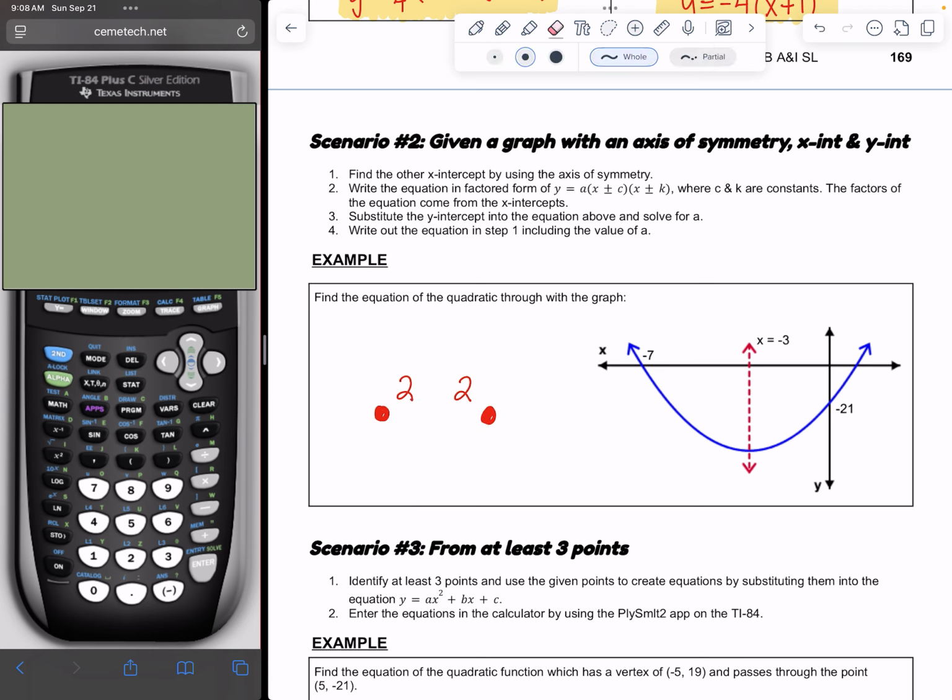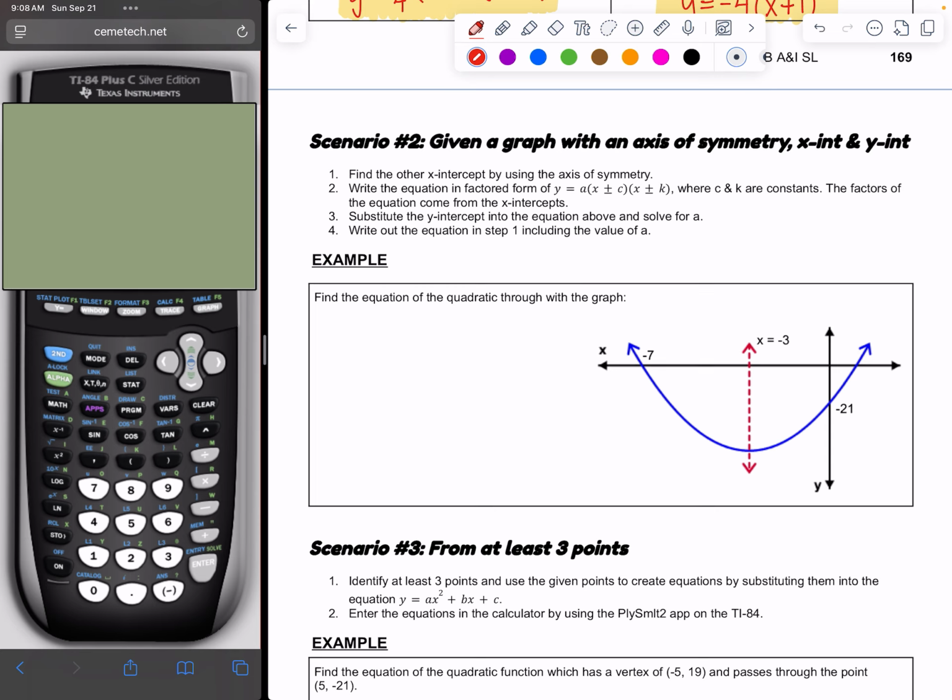So the first thing that we do is we find the other x-intercept by using the axis of symmetry. Once we do that, then we can do what we did in scenario 1. We just continue from there, because we'll be able to write it in factored form, substitute in a y-intercept, and then find the value of a.